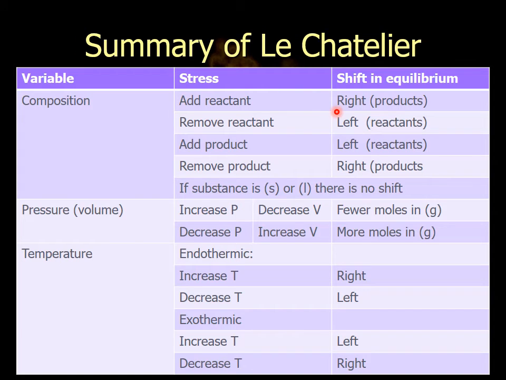When we add, the system will shift away from, so if you add a reactant, it shifts to the right. Conversely, if you remove that reactant, it will shift to the left. And for the product, it's completely the opposite. So adding shifts away from to the left, whereas removing shifts towards, so the system will shift to the right, to the product side.